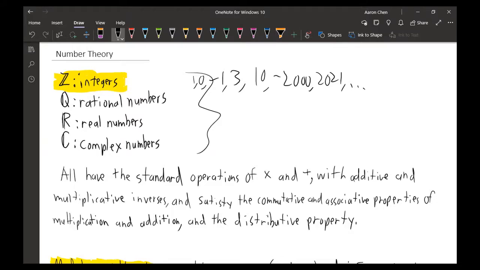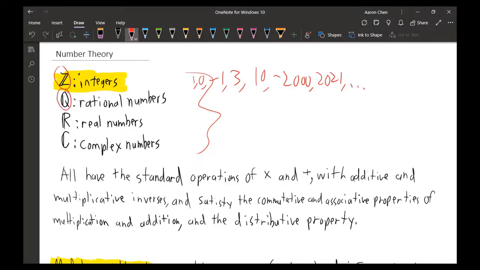Next up are the rational numbers. For the integers, sometimes we represent them with this kind of a Z, which is considered a special symbol. Let me turn this into red. And for the rational numbers, the symbol is this special Q.